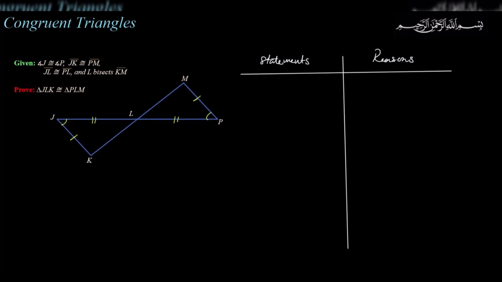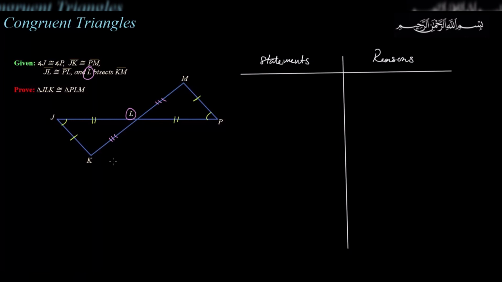Okay, I got that. And then I'm told point L bisects KM. That's point L here. It bisects segment KM. Now that means that it divides the segment into two equal parts, like this. There you go. Now I got that. So I got all three sides to be congruent. Now I'm asked to prove that these two triangles are congruent. Triangle JLK is congruent to triangle PLM. So that's what I'm asked to prove.